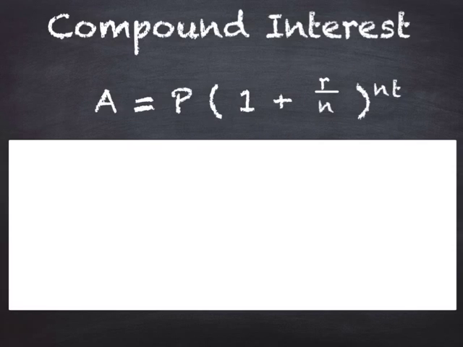Now the final thing we need to learn, someone may want to make a poster about it, is compound interest. This is when a bank will give you interest not just on the amount of money that you put in, but on the interest as well. So the equation is A equals P times (1 plus r over n) raised to the nt power.